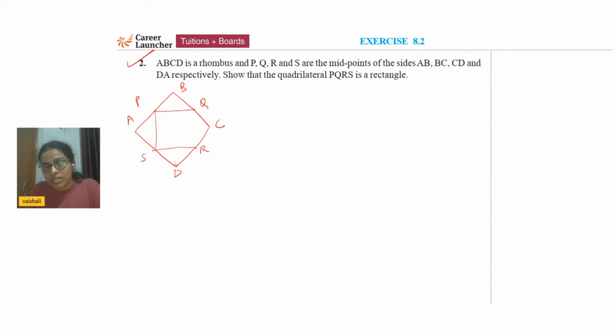So it is given to us that P, Q, R, S are the midpoints of the sides AB, BC, CD, and DA respectively. Okay, and I need to show that the quadrilateral PQRS is a rectangle. Okay, so let's do this one construction, that I'm trying to join the line A to C and B to D. So let's join these 2 points. Okay, so these are the 2 points. Let's name this as O.